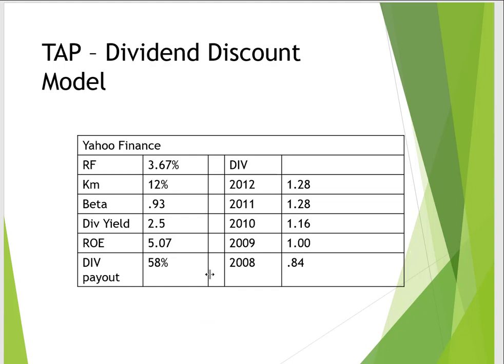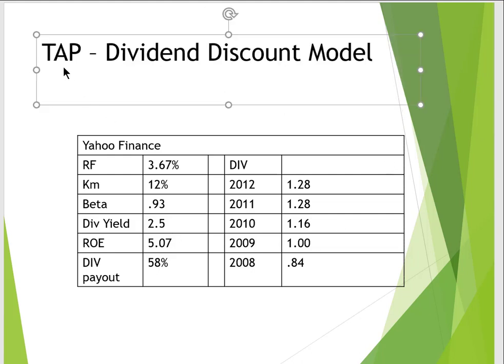So here's the information that I gathered this past year or so on Molson Coors. This is the dividend discount model for Coors, TAP. And this is the information we need to know. Risk-free rate, what is the average rate of return in the stock market, what is the beta of the company, what is its dividend yield, what's the return on equity, dividend payout, right? How much do they pay out? This obviously means 42% is retained. And here is the dividend history from 2008 to 2012.